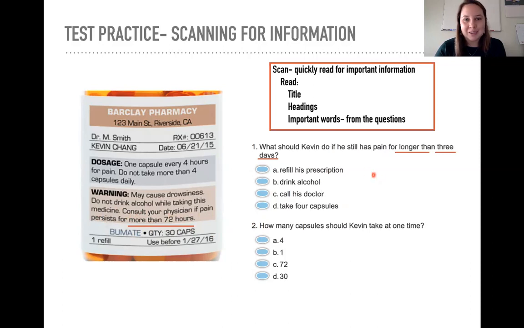Then we can come over to the questions. Then we can look at these questions. So what is the answer? A, refill his prescription. B, drink alcohol. C, call his doctor. Or D, take 4 capsules.